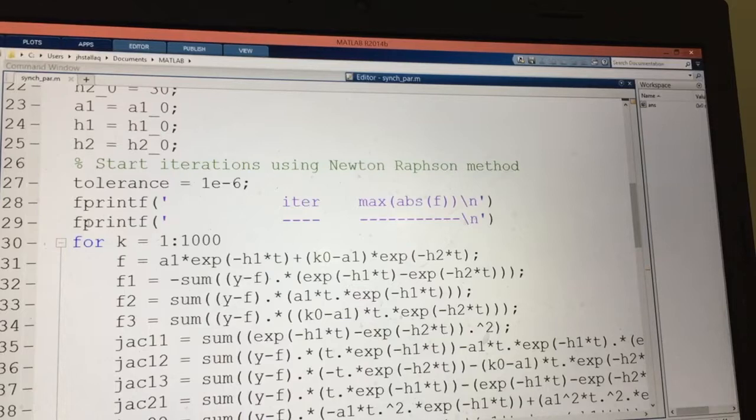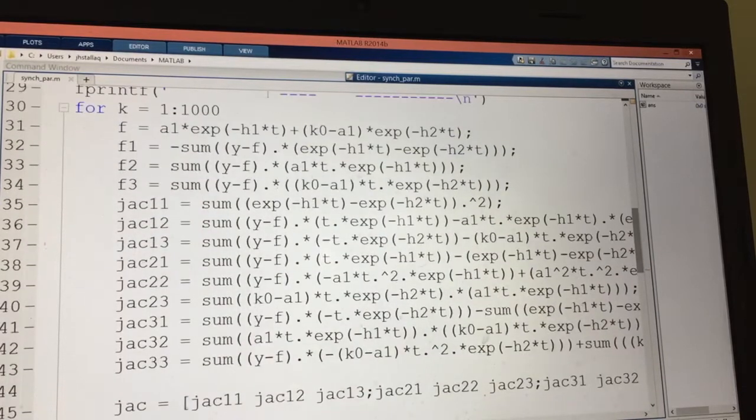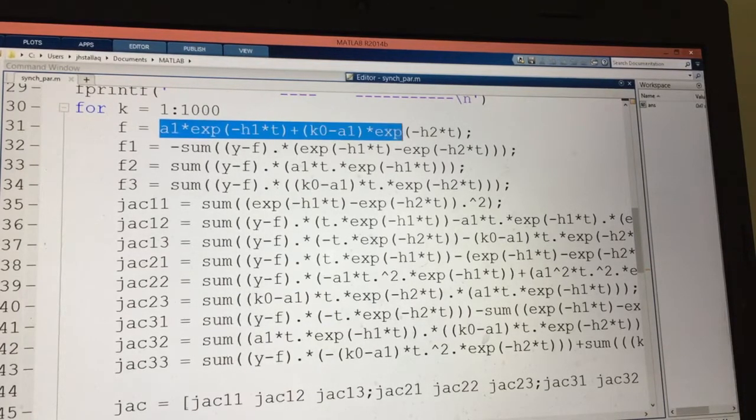And we want to stop the iterations when the tolerance is 10 to the minus 6. So we print the iteration and the maximum of the absolute value of f. I put here maximum iterations 1000. F is equal A1, that's the function f. Then the index is half times y minus f squared. That's the index, or J.